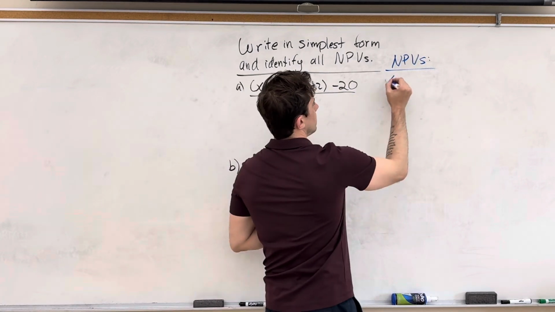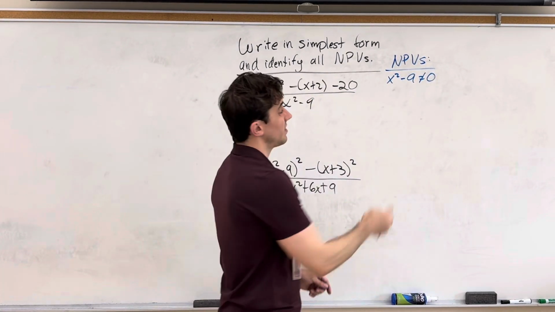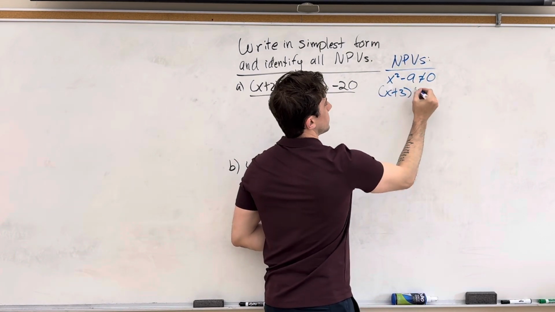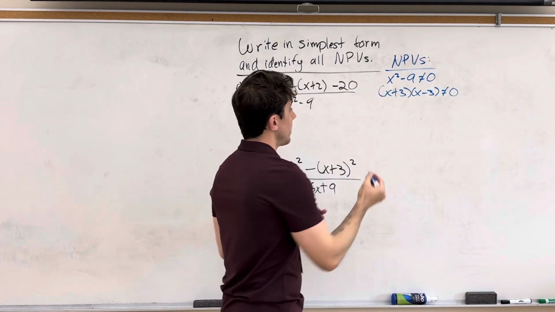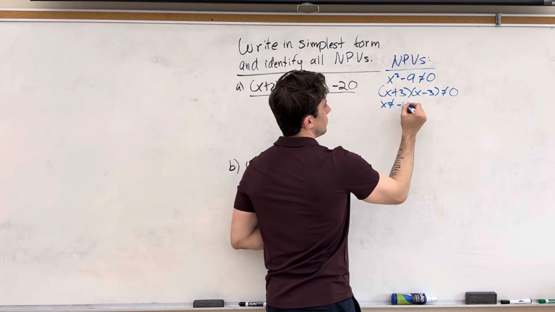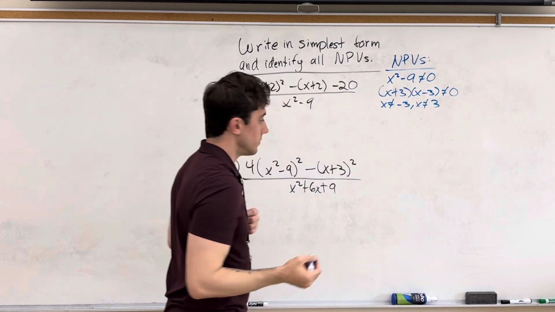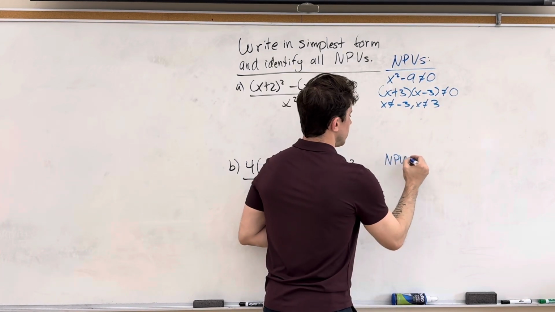That means that x squared minus 9 cannot be equal to 0, right? X squared minus 9 is a difference of squares, and so we can factor it as x plus 3 times x minus 3, and that can't be equal to 0. And what that means is that x can't be equal to negative 3, nor can it be equal to positive 3.